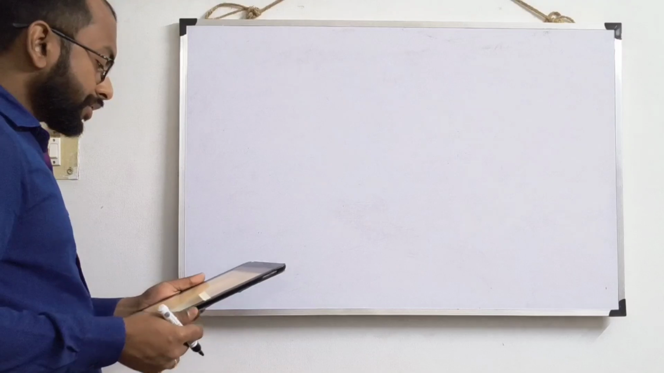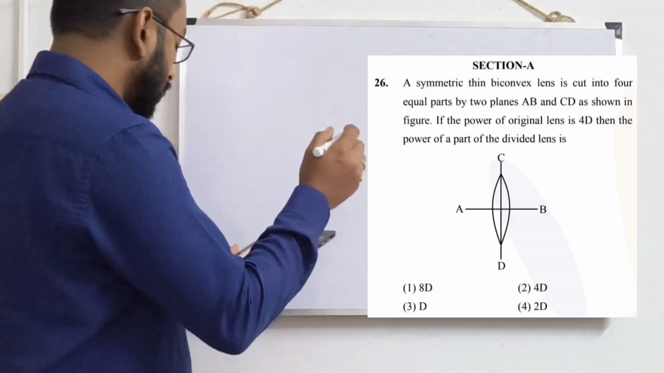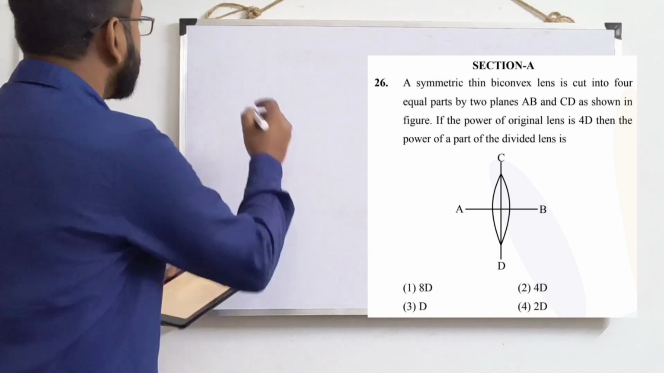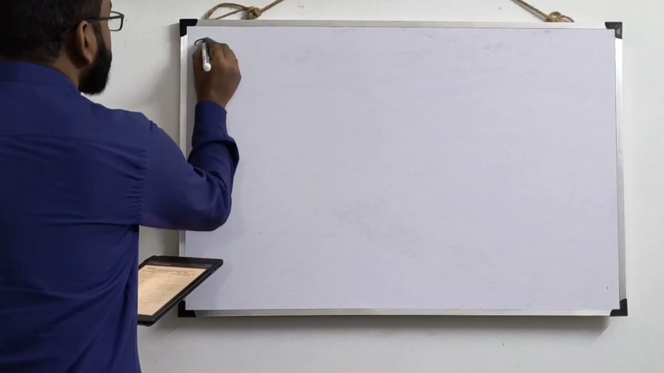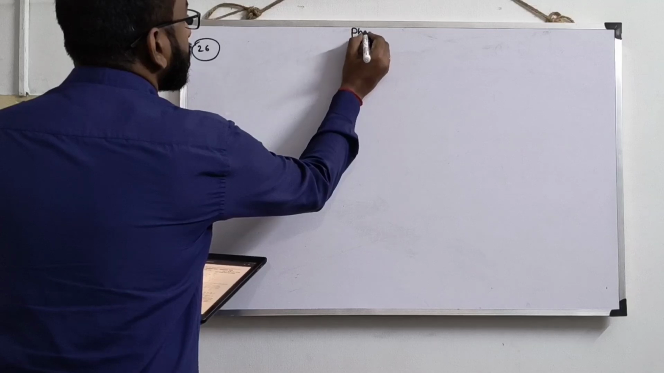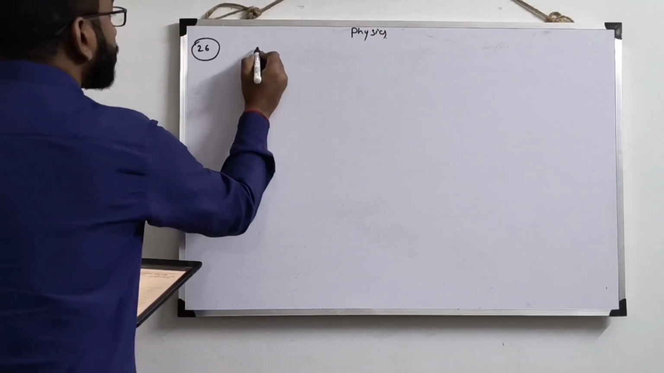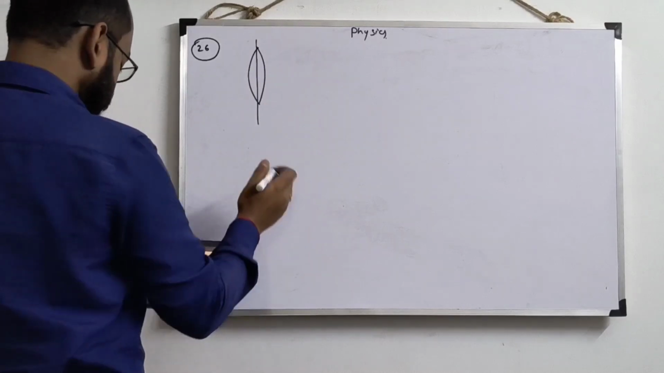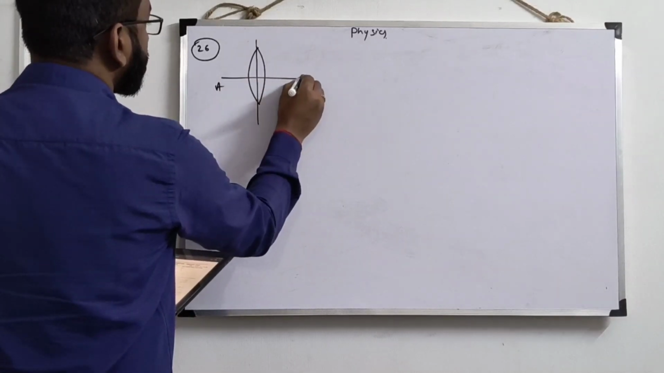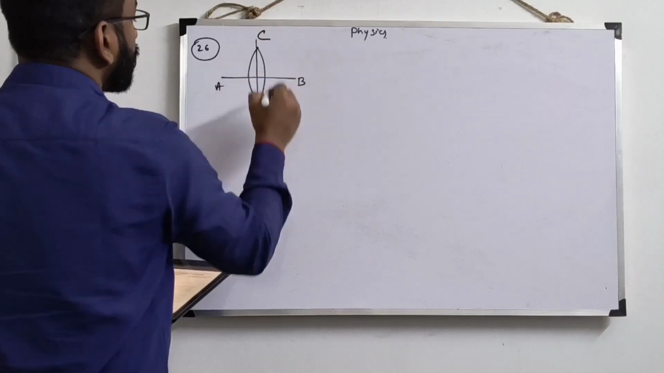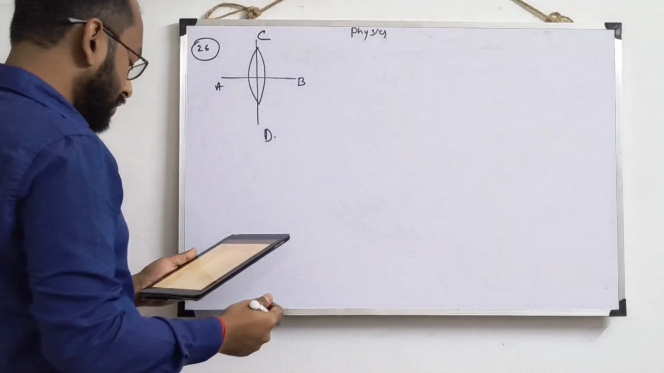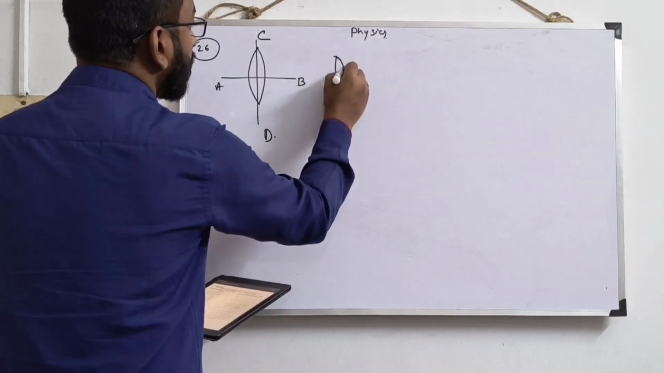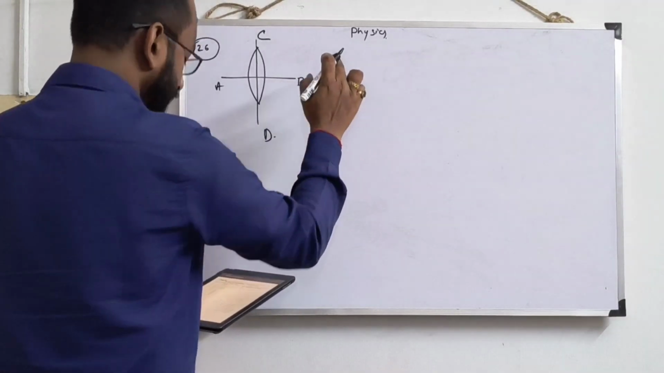The first question asked is: a symmetric thin biconvex lens is cut into 4 equal parts by two planes AB and CD. Question 26, Physics. So this is one lens that is cut into halves. One cut is along the axis AB and the second one is along CD. So the final lens will be like this, the 1/4 part of the lens.